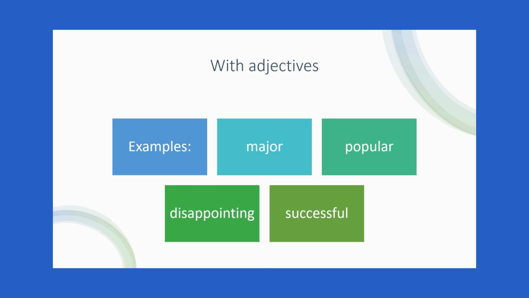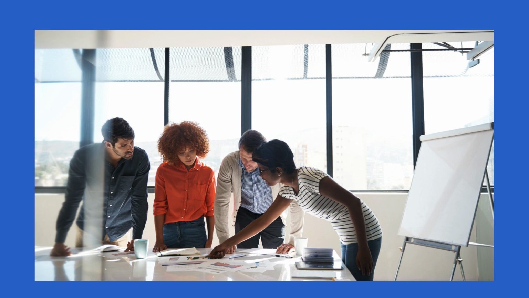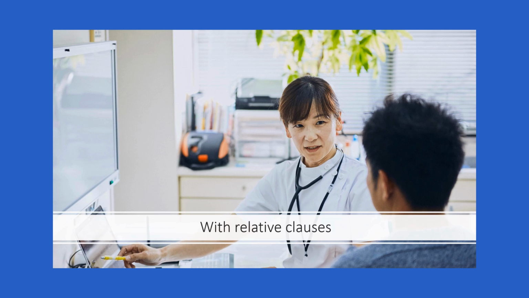Now, let's look at the fourth structure. In this structure, a relative clause is used. For example, I'd love for the ideas that were discussed to be implemented. Here, that were discussed is the clause specifying which ideas the speaker wants to be implemented. Another example is they'd love for the workers who were injured to be compensated. In this case, who were injured specifies which workers they want to be compensated.